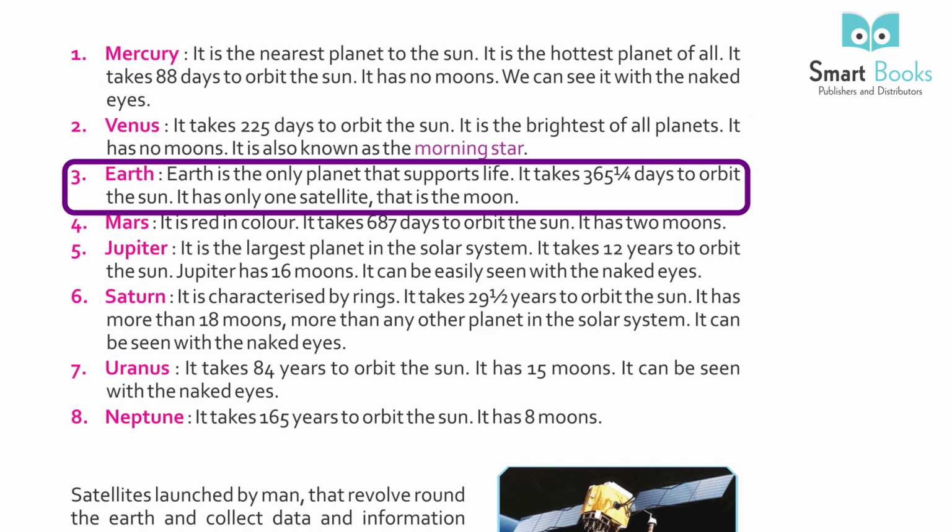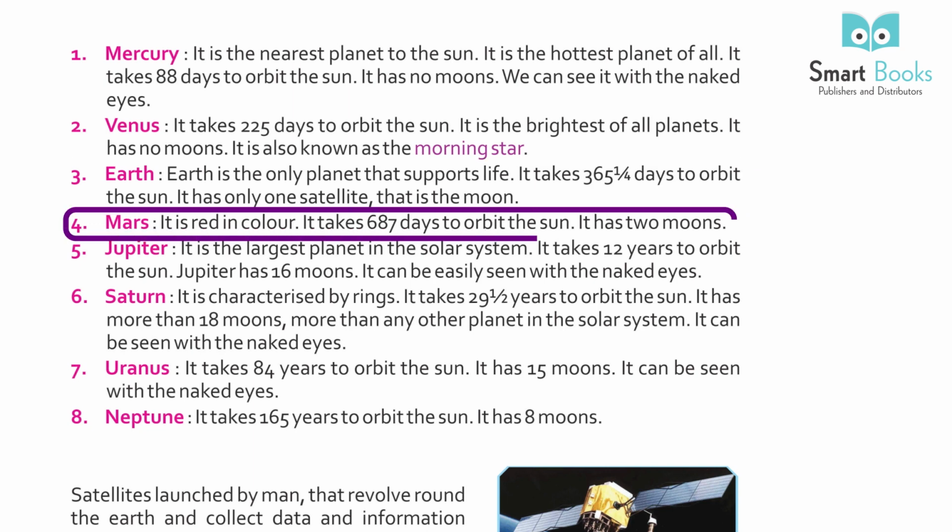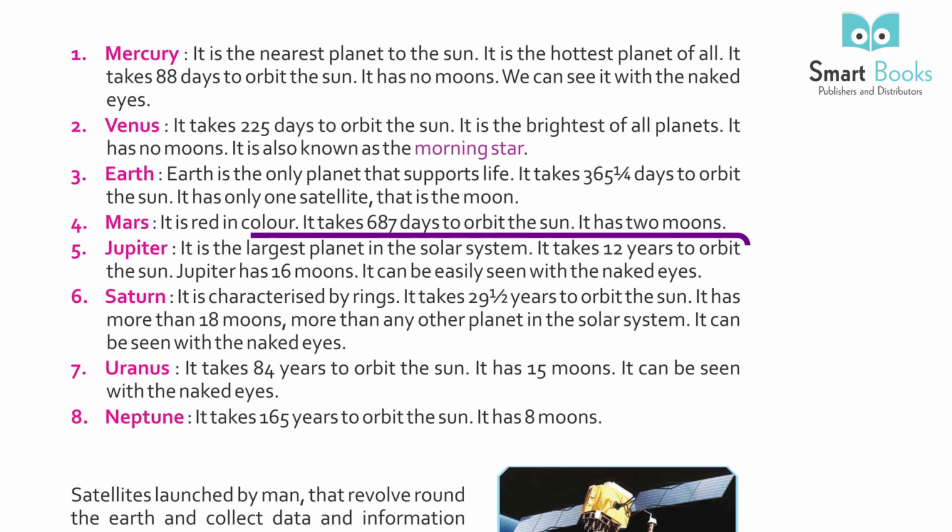3. Earth. Earth is the only planet that supports life. It takes 365 days to orbit the sun. It has only one satellite. That is the moon. 4. Mars. It is red in color. It takes 687 days to orbit the sun. It has 2 moons.